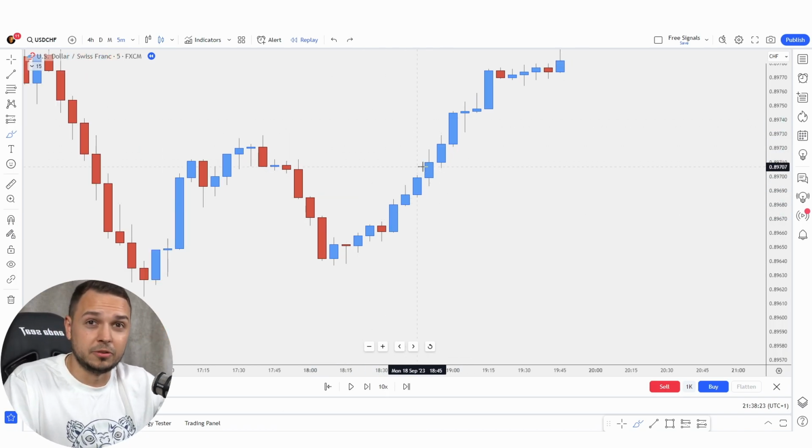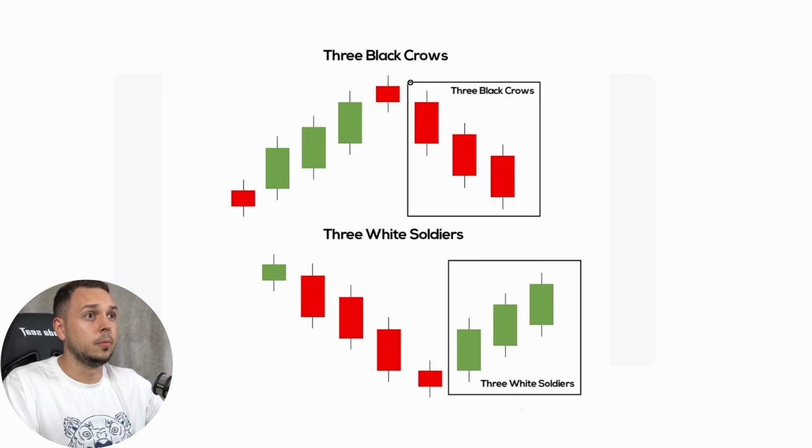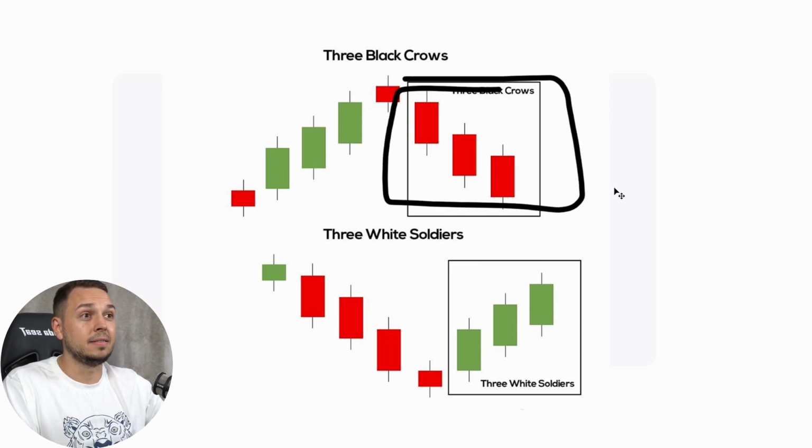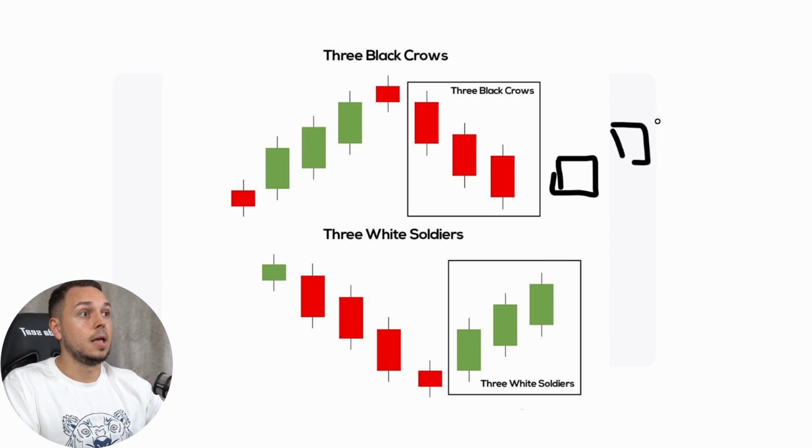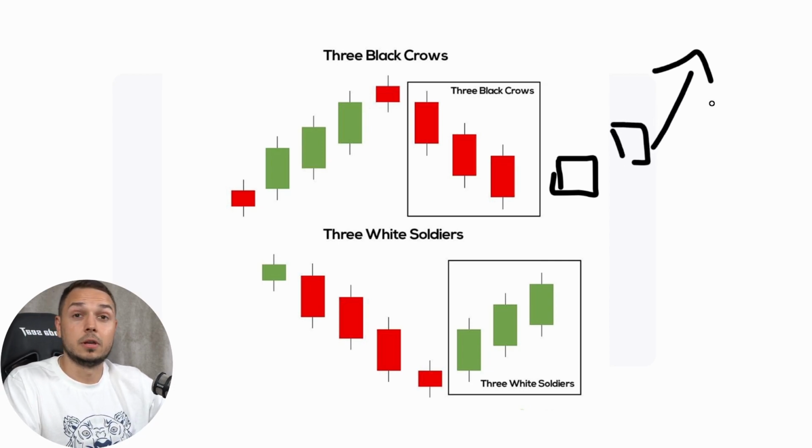So after three black crows, you trade the opposite, and as you can see, it would have been a nice trade towards the upside. To conclude, this is a little bit weird. I'm not sure whether in the past this used to work and it used to trend towards the downside, but there is a lot of speculation that once you see this kind of price action, you wait for a few more candlesticks as I just explained, and likely it could be a signal towards the upside.